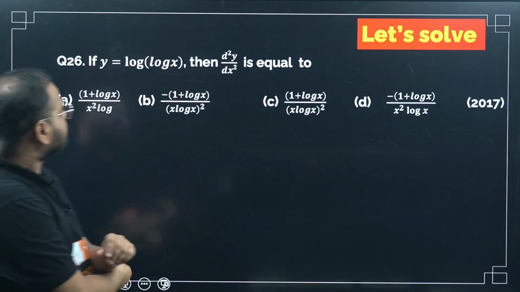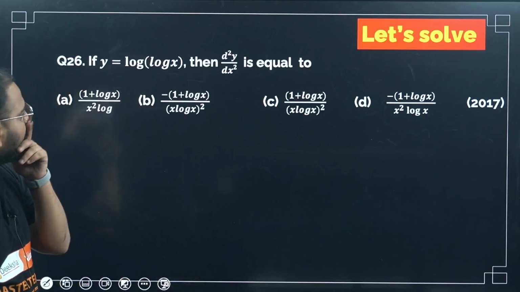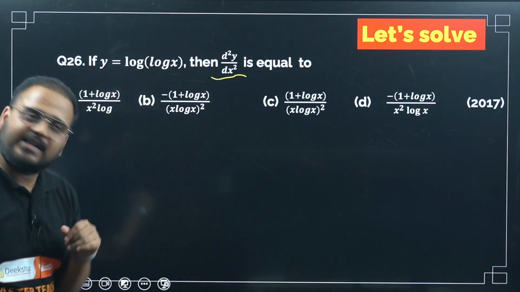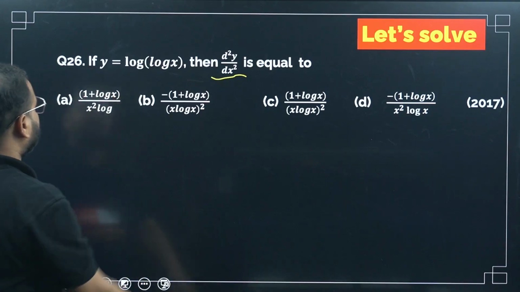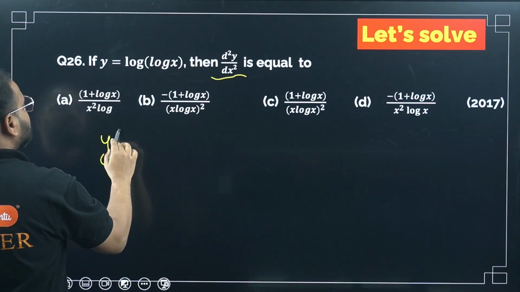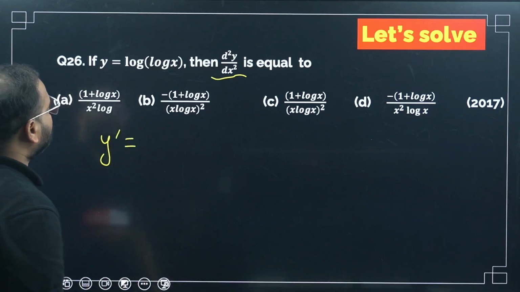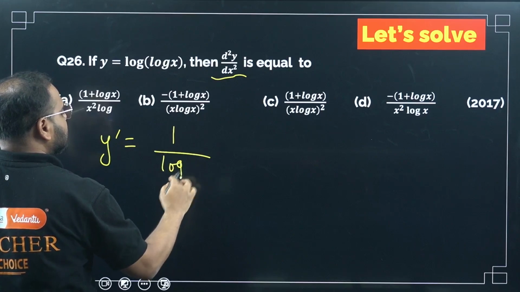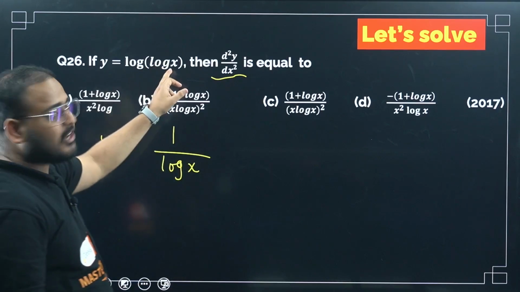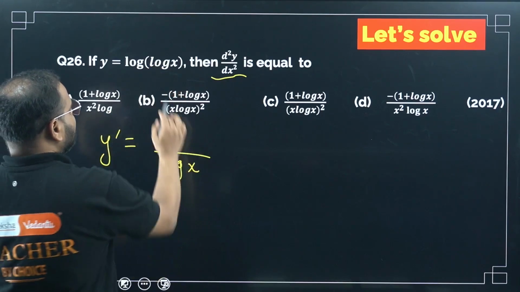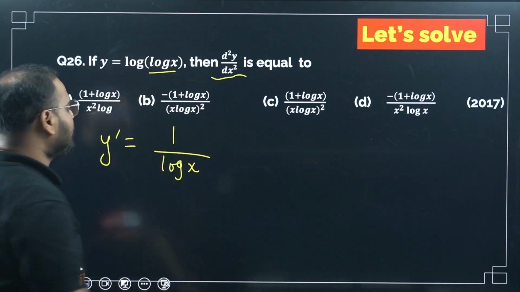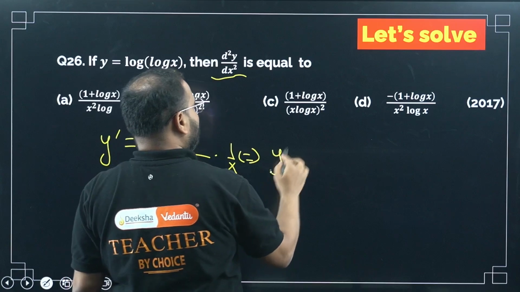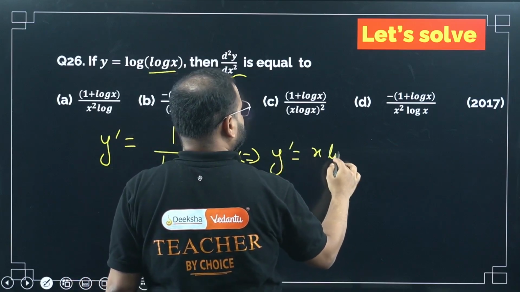Next. y equals log of log x. We have to find the second order derivative. Can we do it? Of course we can, sir. So first find y dash. What will that be? 1 upon log x. Why, sir? I have to use the chain rule, no? 1 upon log x, and then the differentiation of log x will be 1 upon x. So I got y dash equals 1 upon x log x.